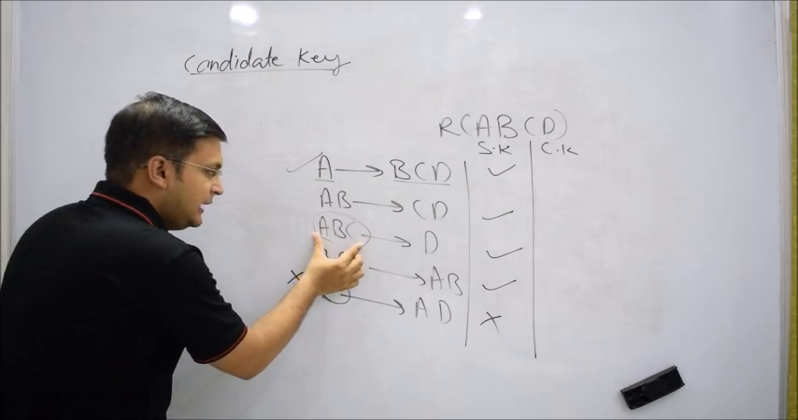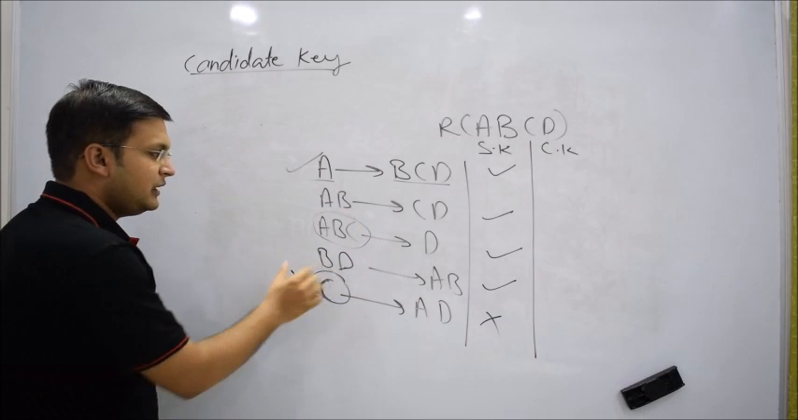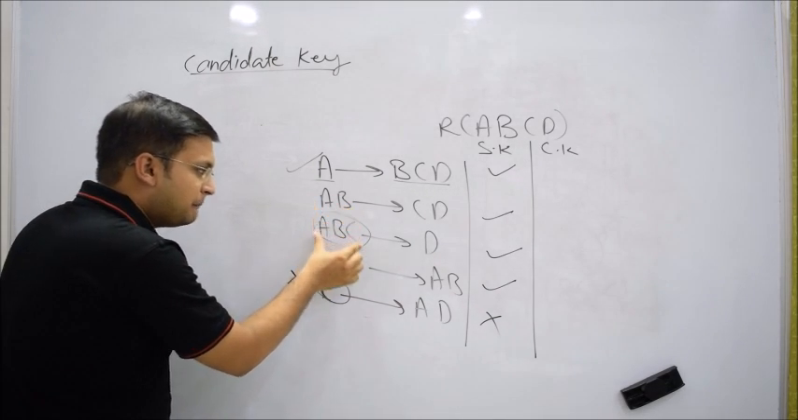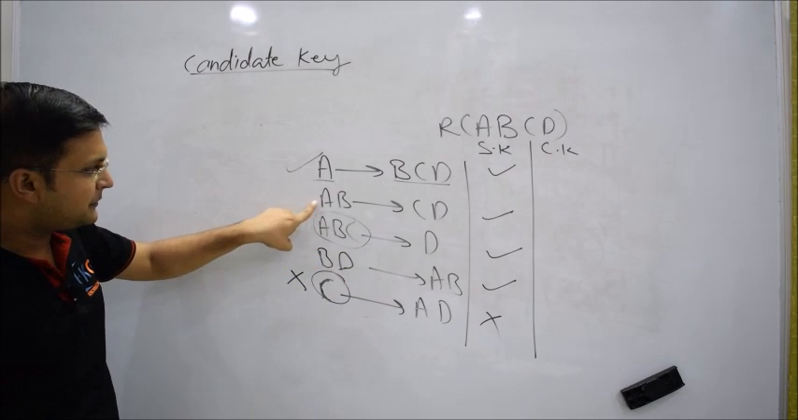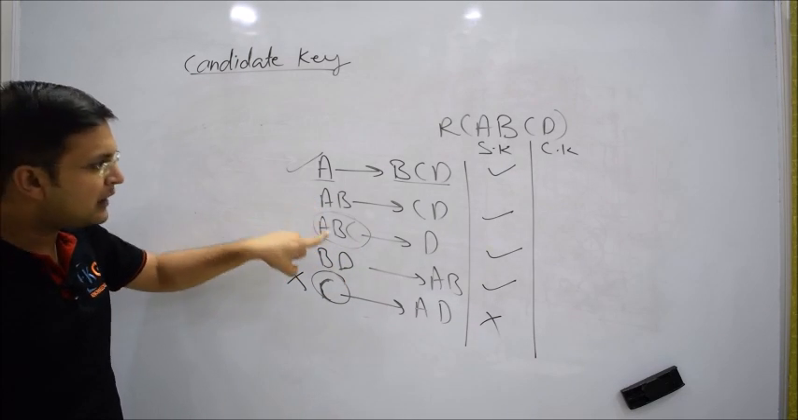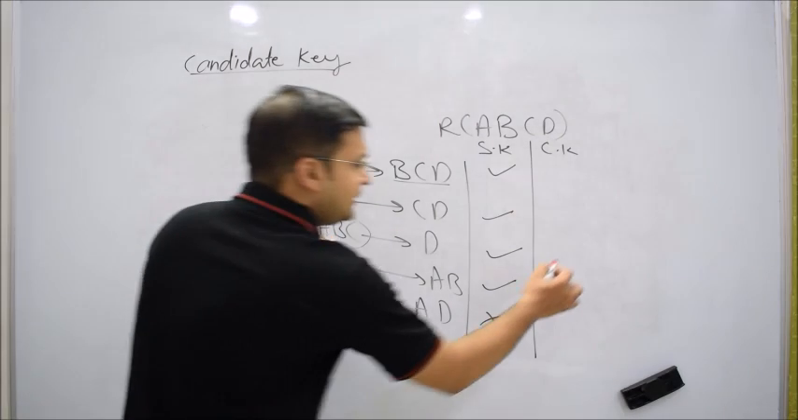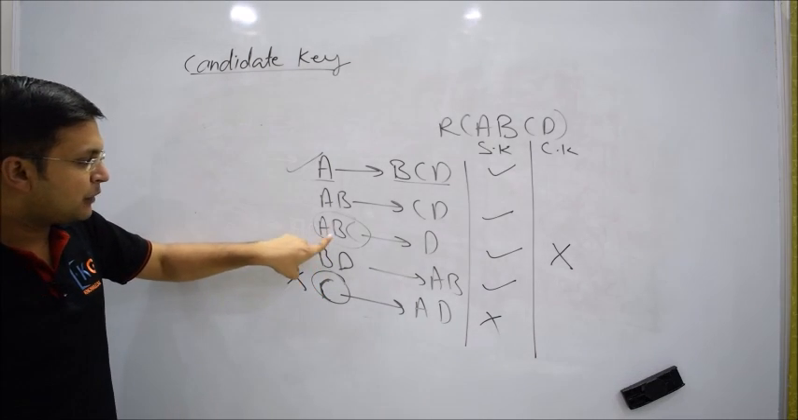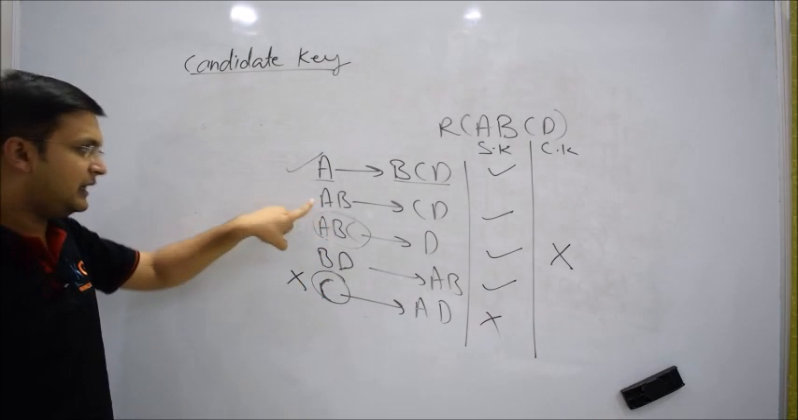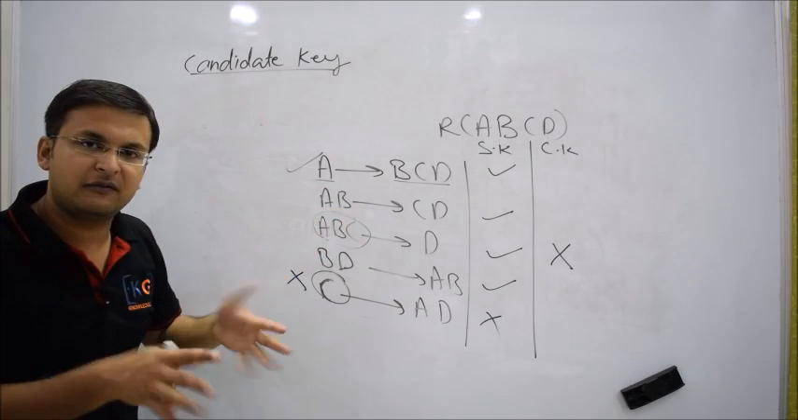You see, ABC is a super key. AB is also a super key. Now you see, AB is a proper subset of ABC. Now if your proper subset can do the same thing which you are doing, it means you are not minimal. So let me say this is not a candidate key. The proper subset of a super key, that is AB, is also a super key. It means I don't require ABC.